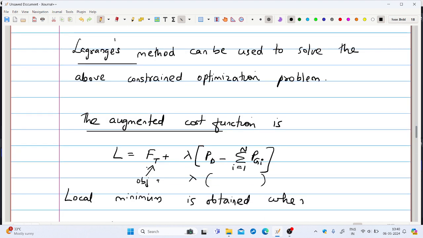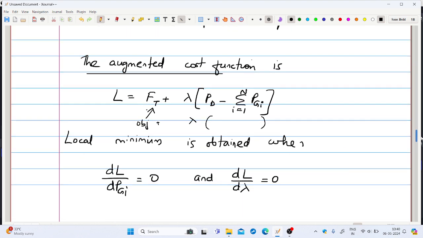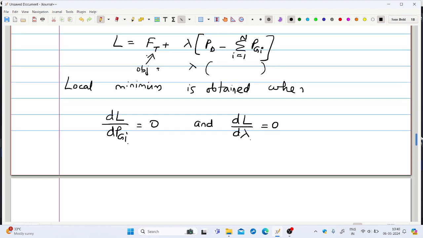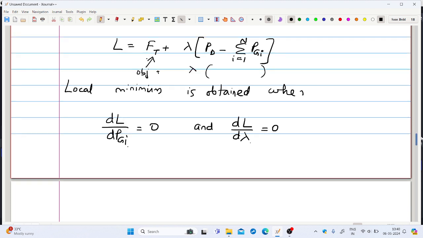Then this is multiplied by lambda. That constraint part is multiplied by lambda. Then it is added to the objective function, that is total fuel cost. Then the local minimum is obtained by differentiating this Lagrange's augmented cost function with respect to PGi and lambda. When you differentiate this with respect to PGi and equate to 0, you will get one equation, and when you differentiate this with respect to lambda and equate to 0, you will get another equation.